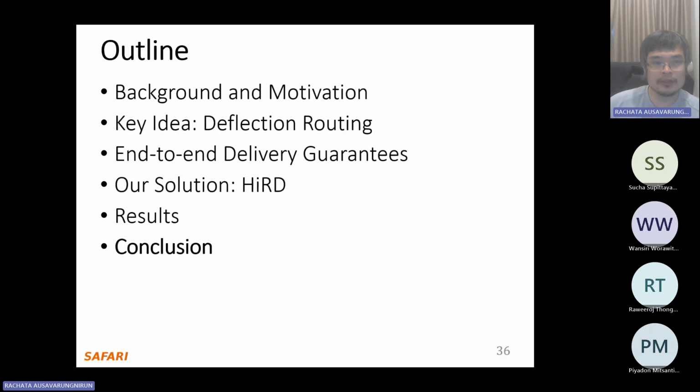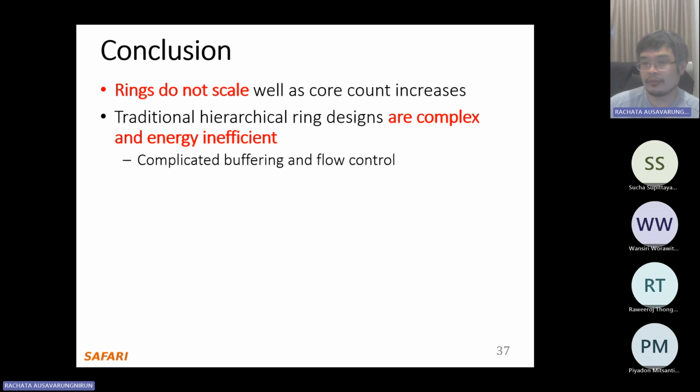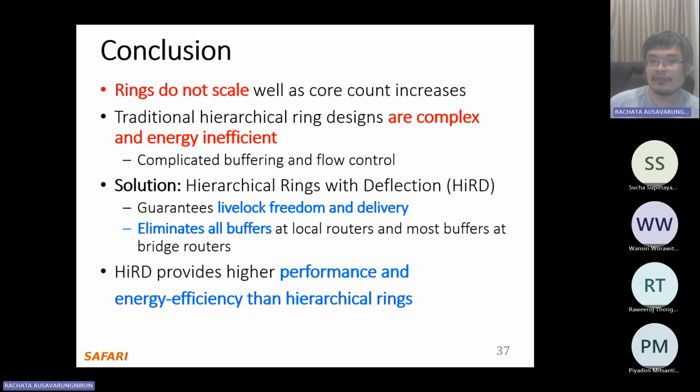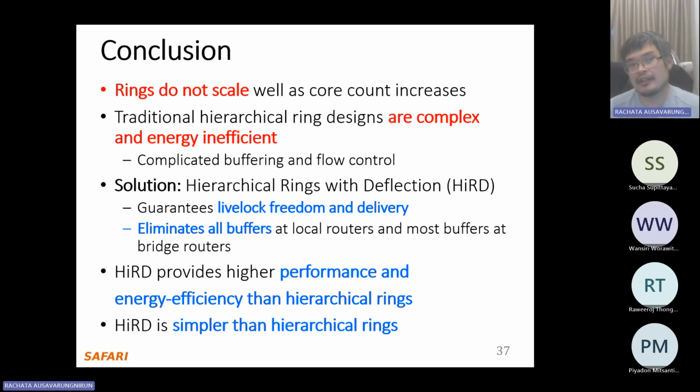All right. So to conclude, rings don't scale well. So we have a new design using hierarchical ring with deflection. It's simpler. It guarantees livelock freedom. It guarantees delivery. It eliminates all buffers at local routers and most buffers at the bridge. It provides higher performance and energy efficiency than traditional hierarchical ring, and it's simpler. So that's the idea of hierarchical ring with deflection. So that kind of concludes the talk part about my work, right?